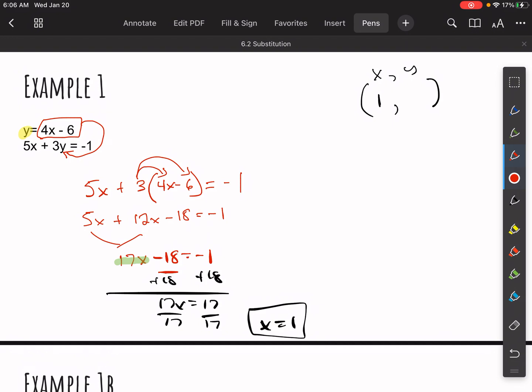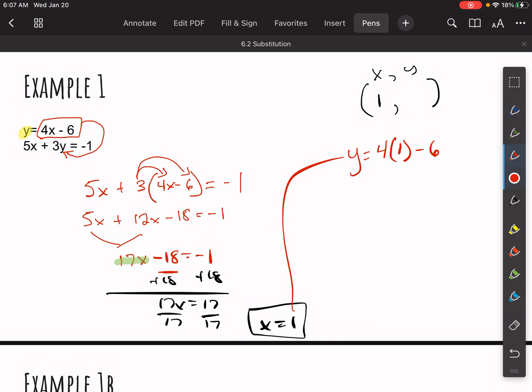All right, so we'll take this up here. The first equation was y equals 4x minus 6. So now I can say y is equal to 4 times, we're going to substitute 1 in for x, because we know what it is, minus 6. The goal here is, if you have something in one variable, you can solve for that variable. If there's 2 variables, you can't. So we got to get it down to 1.